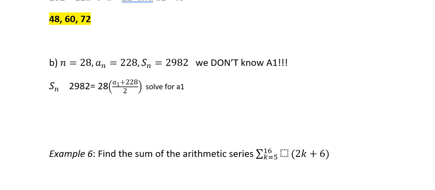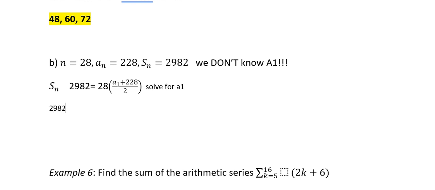Starting out, I would take the 28 and divide it by 2, which gives me that 2982 equals 14 times a sub 1 plus 228. And then we can divide by 14.